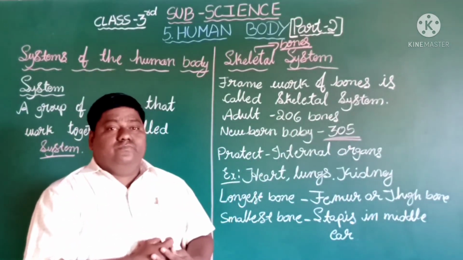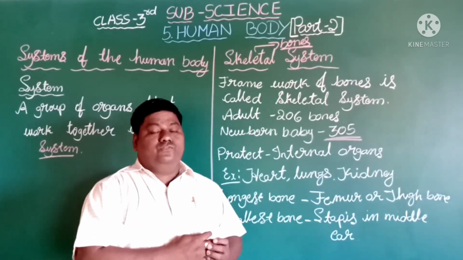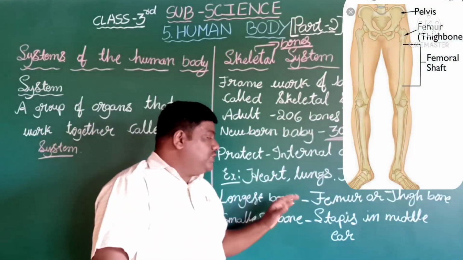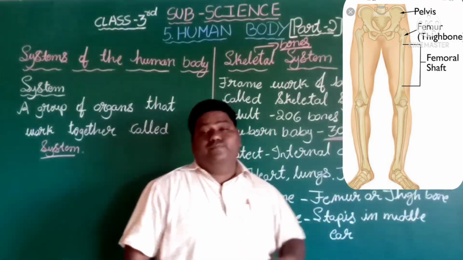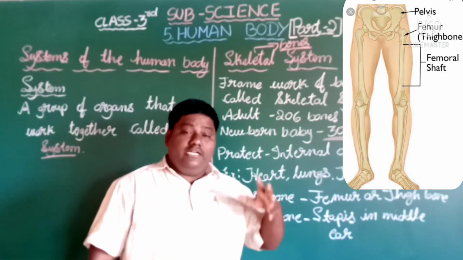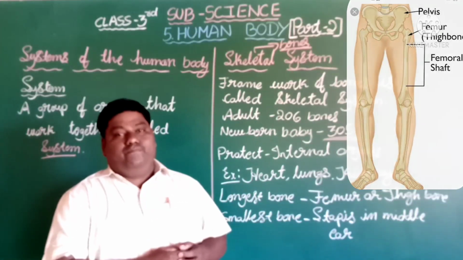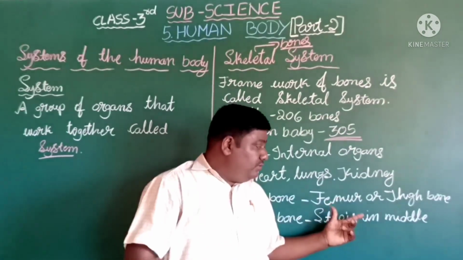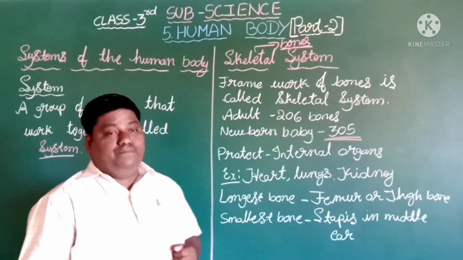Next, in our body, which is the longest bone? Which is the smallest bone? In our body, the longest bone is the femur bone or thigh bone. The femur bone is the longest bone. That is located in the thigh. In Kannada we call it tode mode. The femur bone or thigh bone is the longest bone in our body.